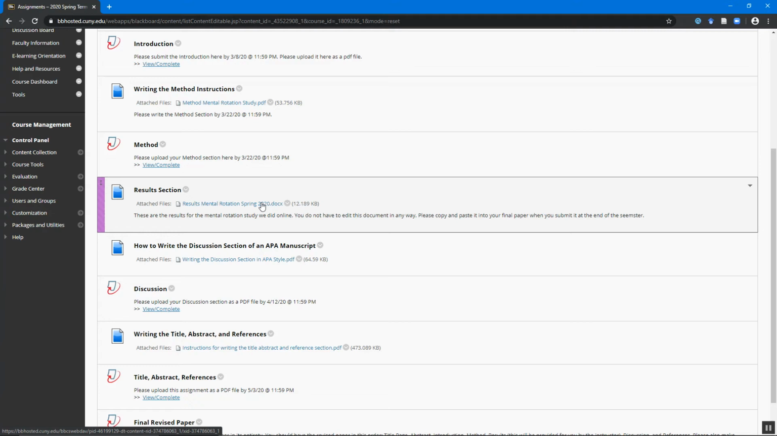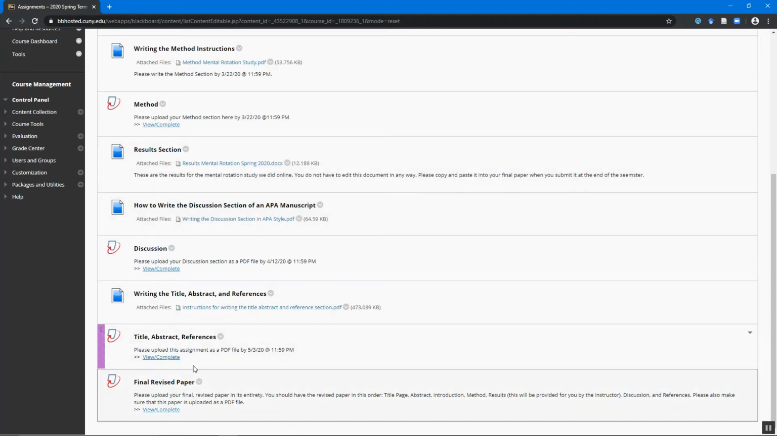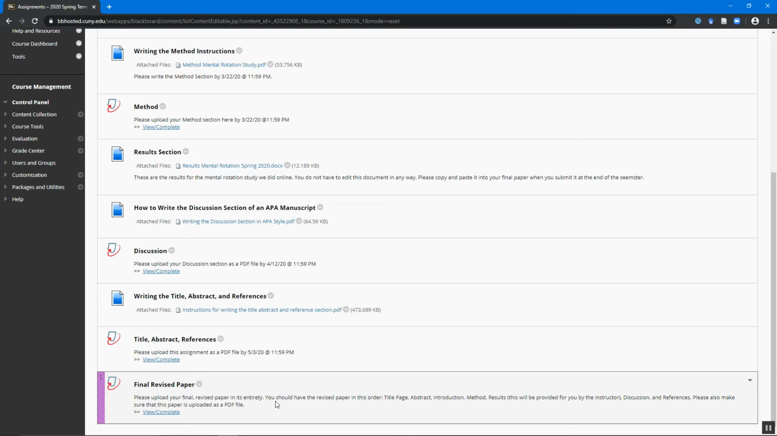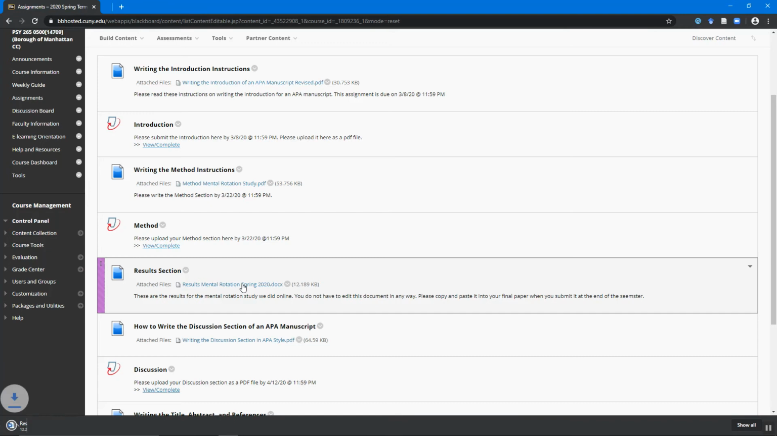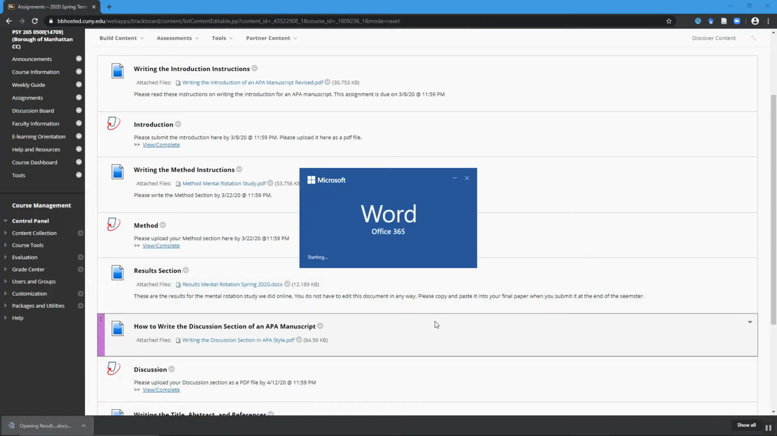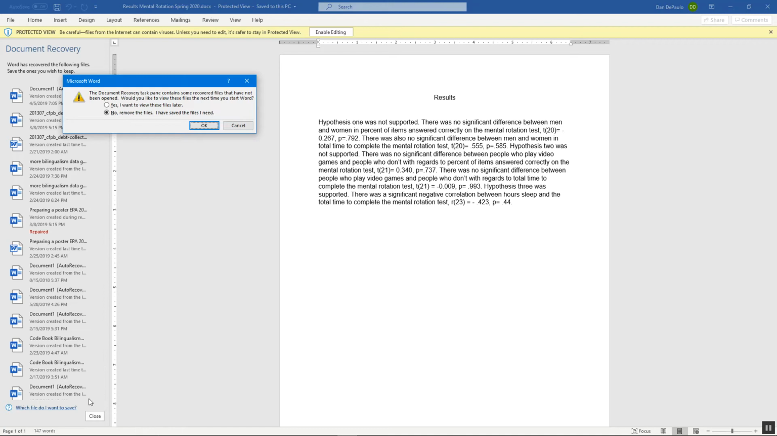So the results section occurs right after the method section. You have the title, the abstract, the intro, the method, the results, the discussion, right? Then you have the references, and then you're done. So the results section comes right after the method. So you just copy and paste it, stick it into your final paper, which is due at the end of the semester. Right down here, final revised paper. So you don't have to mess with this, but you want to be able to read it and understand what's going on. So let me open it up. So I'm opening up the results section here.